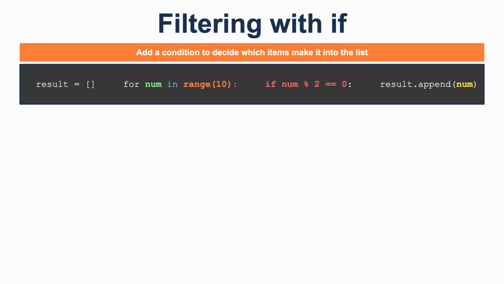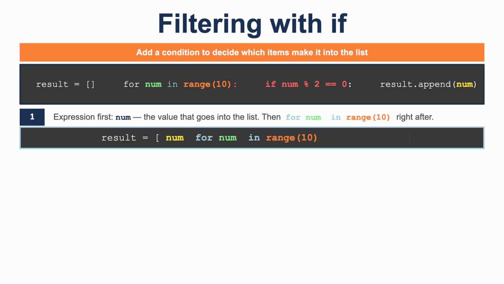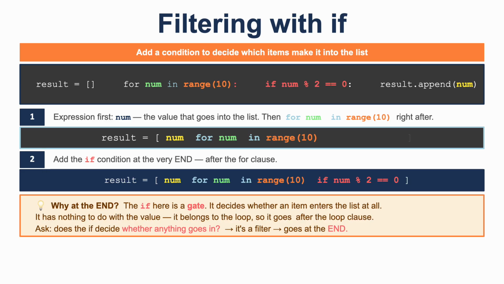Now, let's say you do not want every item in the list, only the ones that pass a condition. In this for loop, the if block checks whether number is even before adding it. Let's convert this into a comprehension step by step. Step 1 is exactly the same as before. The value going into the list is number right at first, then write for number in range of 10 right after. Step 2 is adding the condition. The if goes at the very end after the for clause.